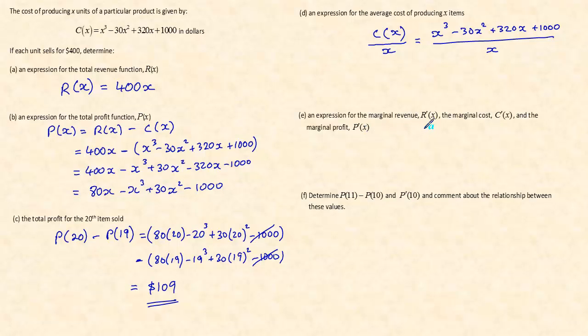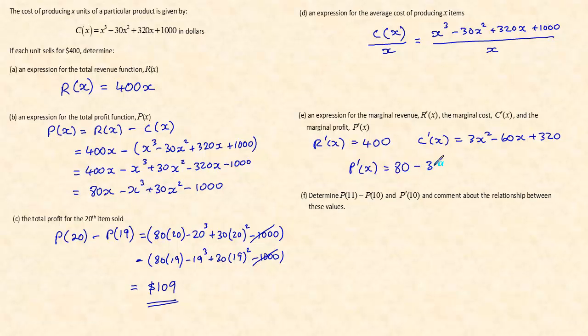We now want the marginal revenue, marginal cost, and marginal profit. Well, R dashed X is got by differentiating this one, so that's going to be 400, so that's the cost per item. Then we want C dashed X, so that's going to be 3X squared, take away 60X, plus 320, and of course the 1000 disappears, just being a constant. And then P dashed X is going to be 80.